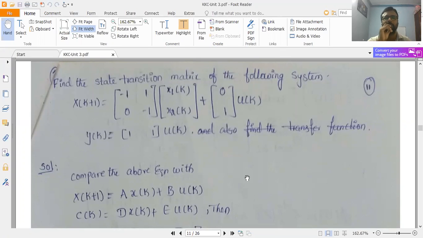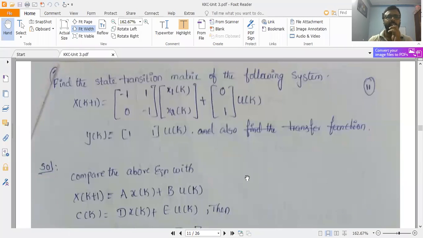If the system is represented in continuous form, then you have to use phi of t, that is the state transition matrix, as Laplace inverse of (sI minus A) whole inverse. Or else, if the given system is represented in x of kT or x of k, the state transition matrix is calculated with the expression Z inverse of (zI minus A) whole inverse into z.